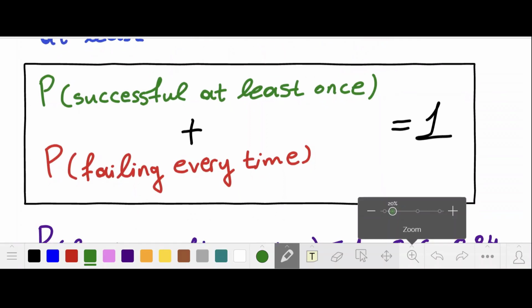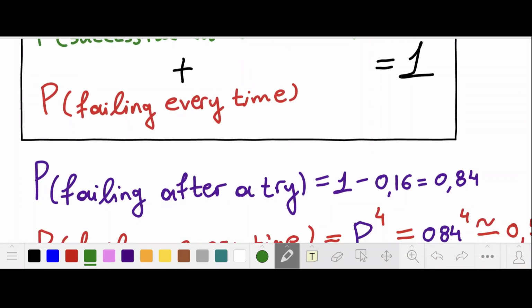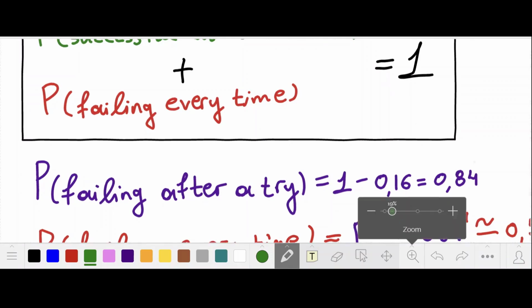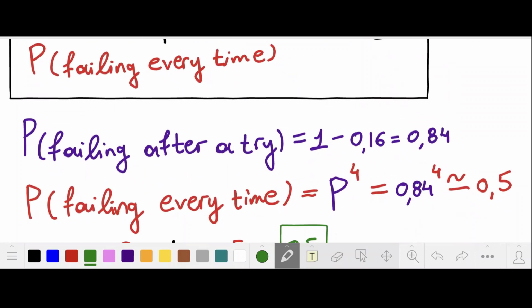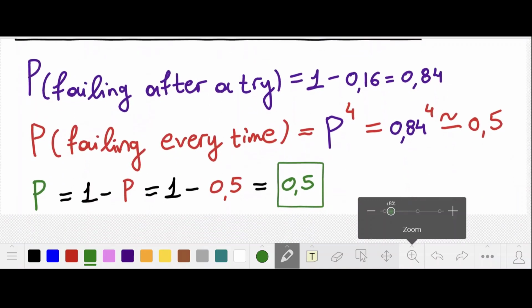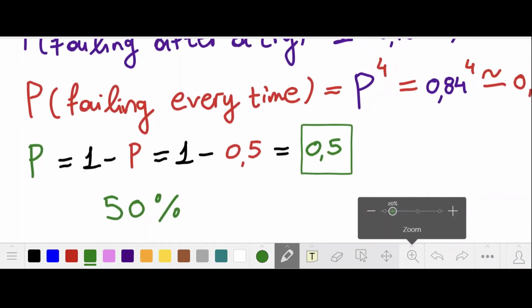The probability of the experiment failing after a try is equal to 1 minus 0.16, and that is equal to 0.84. So the red probability, due to the multiplication principle, is equal to the purple probability raised to the 4th power, and that is almost equal to 0.5. Thus, all we have to do now is subtract this probability from 1 to get the final answer, which is 50%.